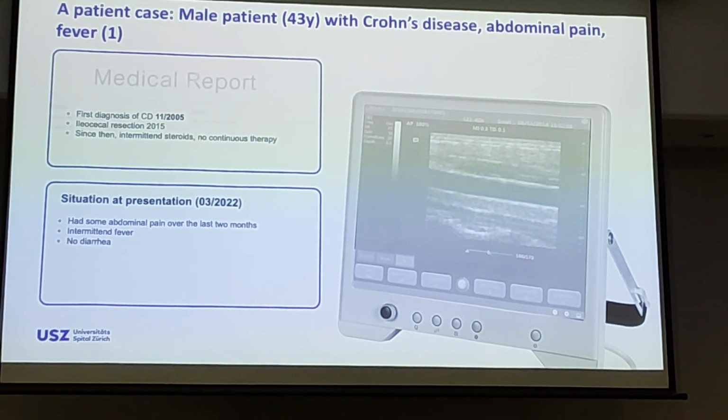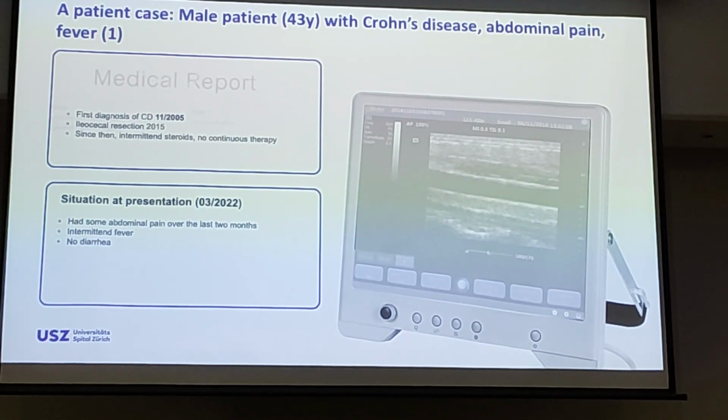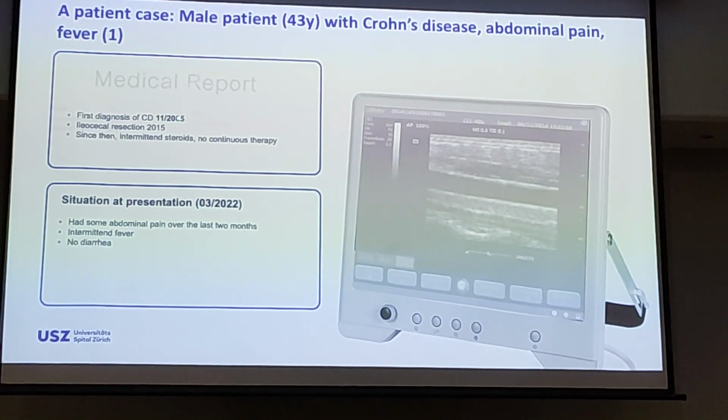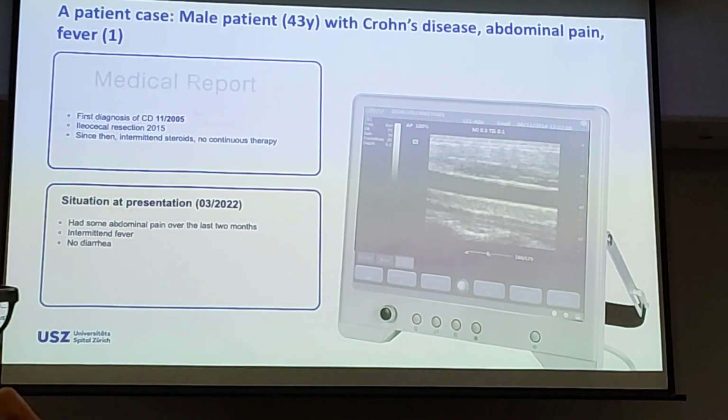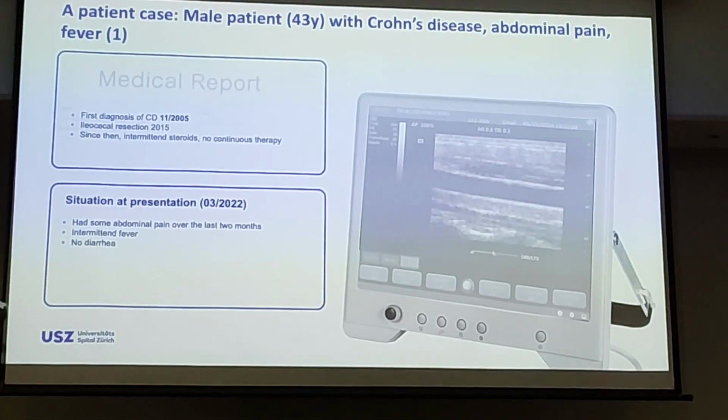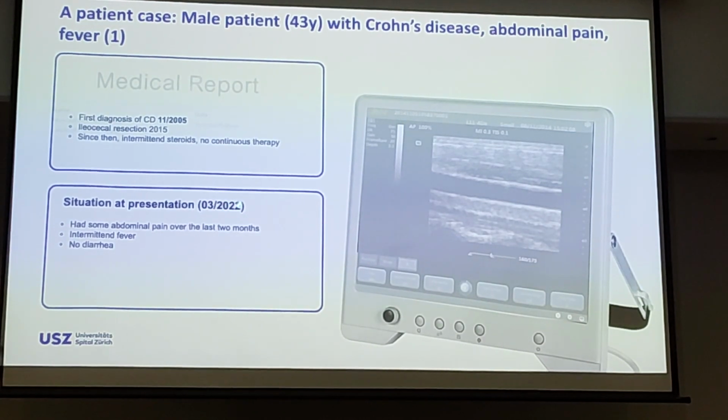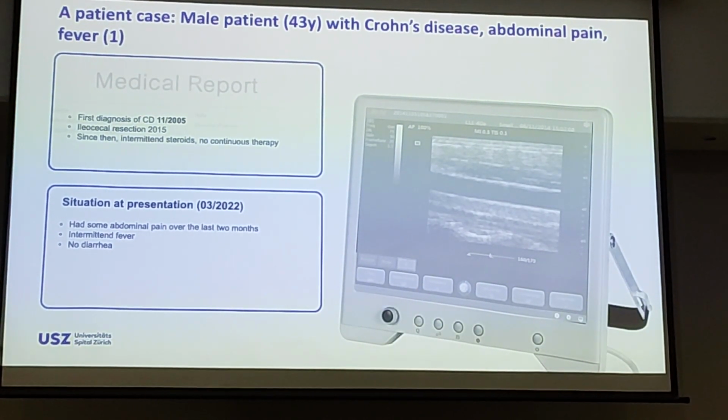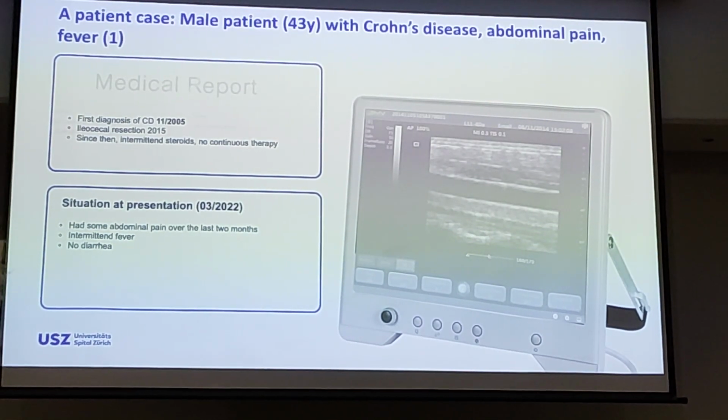So we come to a first patient case, a male patient, 43 years, Crohn's disease. He was first diagnosed in 2005, had an ileocecal resection in 2015, and he was not very compliant to therapy, so he showed up sometimes, and then for years he didn't show up. And then he presented in March last year and had some abdominal pain over the last 2 months. He also had intermittent fever, but no diarrhea, and he said, I have a gastrointestinal infection in the family. My children brought it home from Kita, and I don't believe it's Crohn's disease, but I'm not sure.